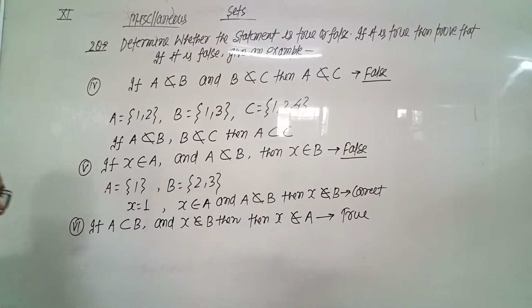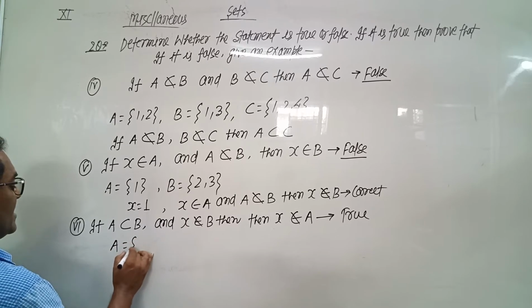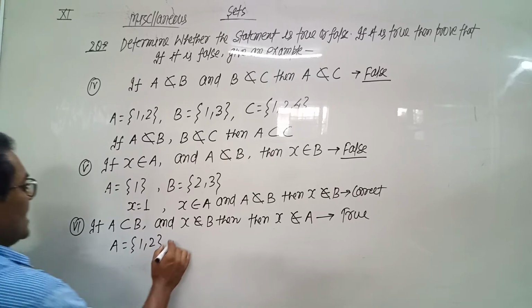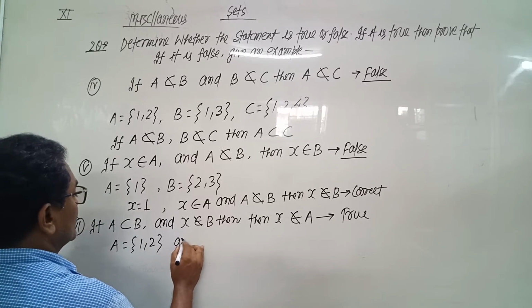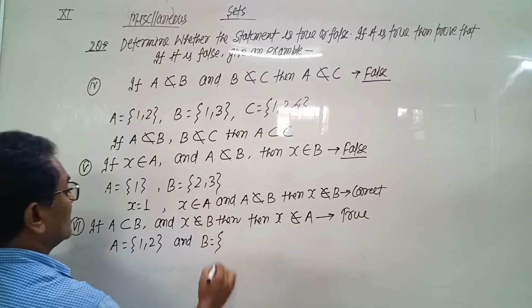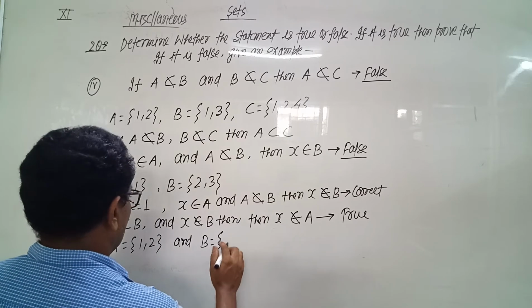If it is true, then we show how it is true. So let set A equal 1, 2 and set B equal 1, 2, 3.